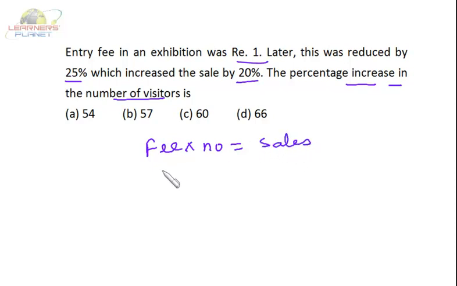Now let's say the initial fee is 10 rupees. Instead of ₹1, we will assume it to be 10. Since we are calculating the percentage change, it doesn't matter whether we take it 1 or 10. So let's take it as 10, and the number of visitors is 10. That means the sales is 100.